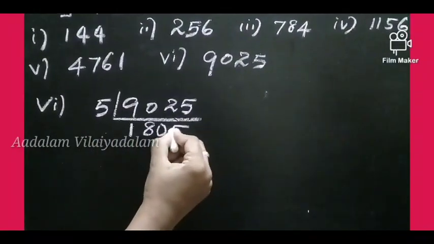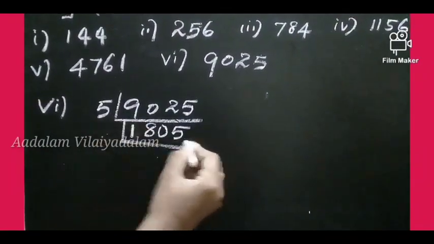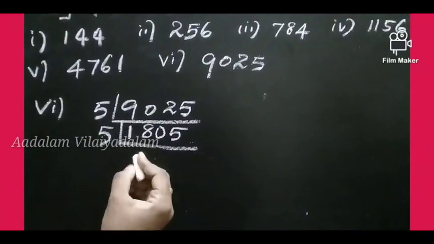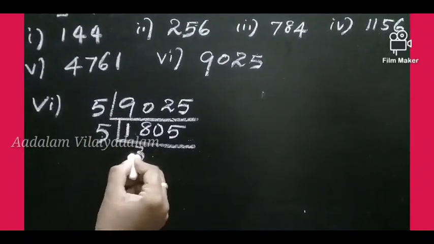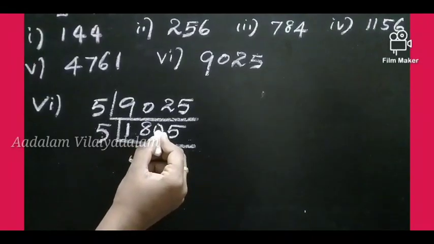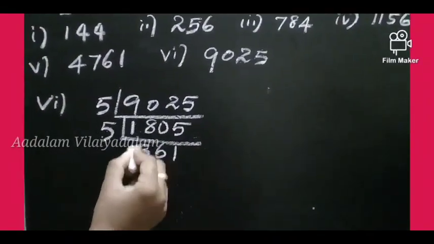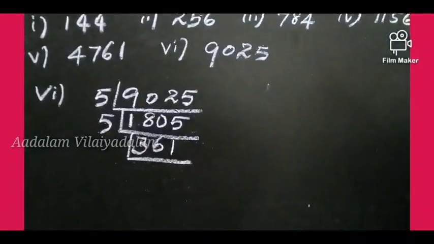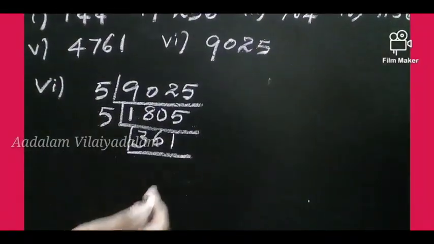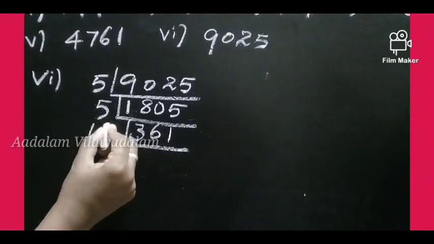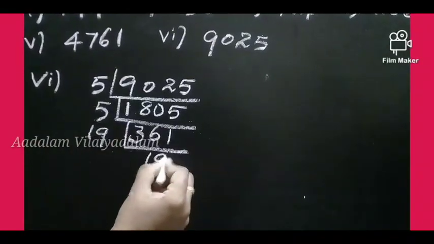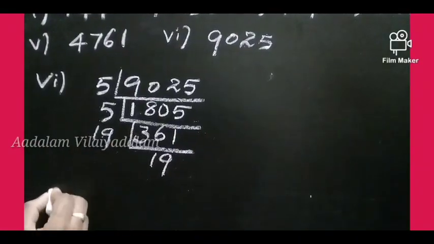Now 5 5s are 25. Again 5 table. 5 3s are 15. Balance 3, 30 here. 6 5s are 30. 1 5s are 5. So 361. The last number is an odd number, so we know that 19 19s are 361.